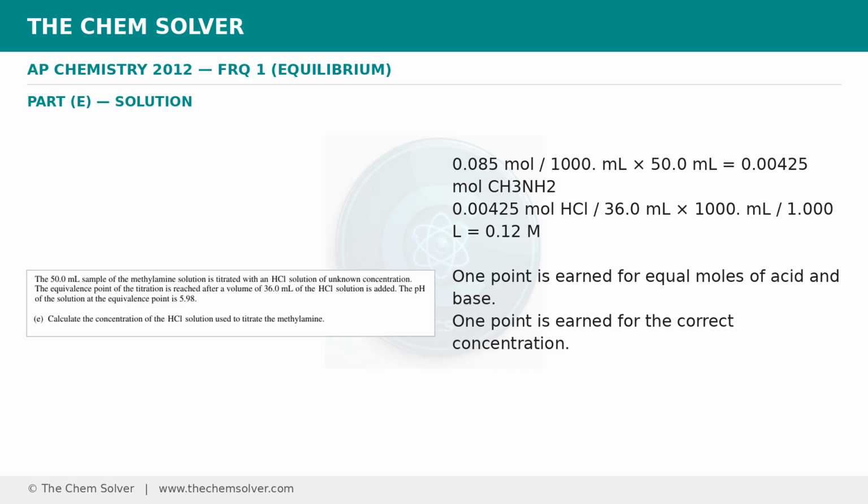0.085 moles / 1000 mL times 50.0 milliliters equals 0.00425 moles CH3NH2. 0.00425 moles HCl / 36.0 milliliters times 1000 mL / 1.000 liter equals 0.12 molar. 1 point is earned for equal moles of acid and base. 1 point is earned for the correct concentration.